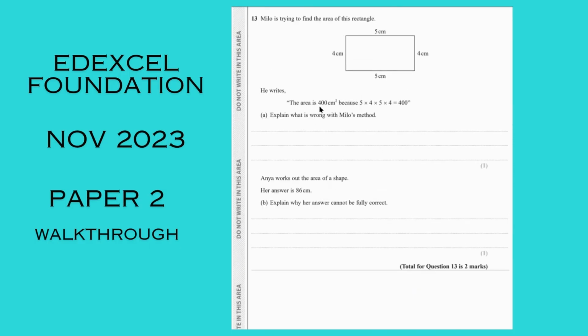The area is 400. Explain what is wrong with Milo's method, or Milo, depending on your pronunciation. I'm Welsh. So sometimes the best way to show how someone's done something wrong is do it right. So I would just simply go with this, that the area is just 5 times 4. Just keep it simple.